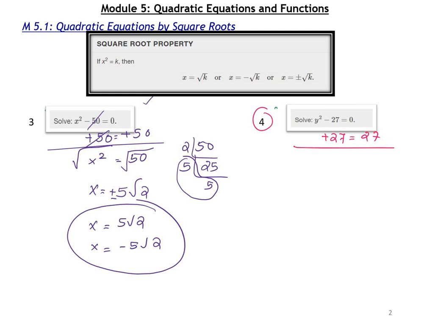27. So that will be y squared is equal to 27. So take the square root on both sides. So the square root of y squared equals the square root of 27. So that is y is equal to plus or minus square root of 27, right? And we can factorize 27 this way.